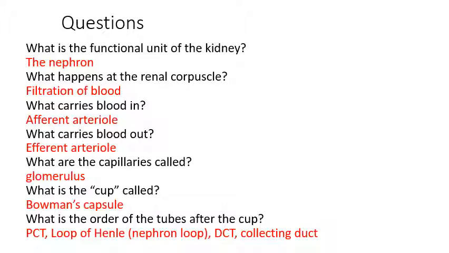And then after Bowman's capsule, the order of the tubes that we pass through is going to be proximal convoluted tubule, loop of Henle, distal convoluted tubule, collecting duct, papillary duct, and then into the calyces.